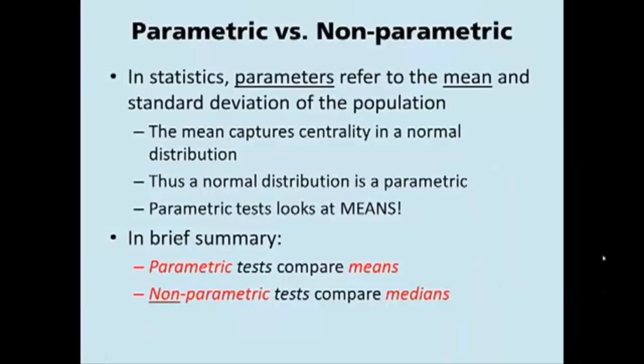Now we can introduce the concept of parametric and non-parametric. In statistics, parameters refer to the mean and standard deviation of the population. We also note that the mean captures centrality in a normal distribution. Thus, a normal distribution is parametric because mean is one of the parameters in the statistics of your true population. And it makes sense to say that tests that compare means are called parametric tests. But by default then, non-parametric tests compare medians.